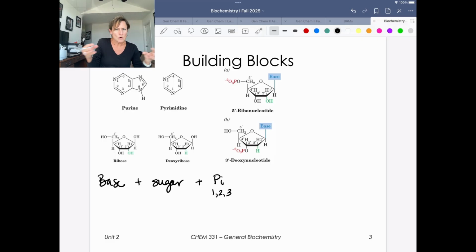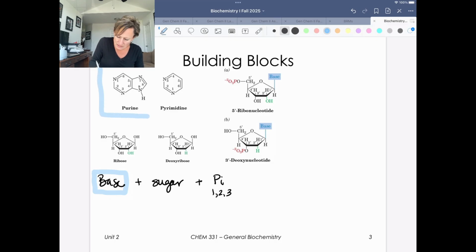Before we get into how all 3 of these pieces are together, I want to take a minute and highlight each one of them individually. So when we think about our bases, these are called nucleobases. So these are nucleobases.